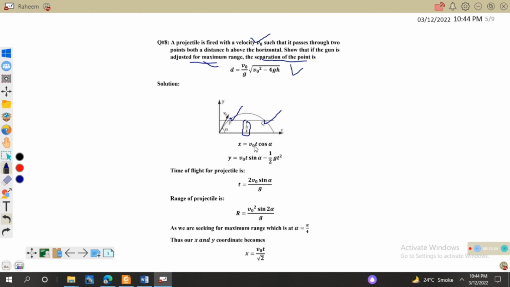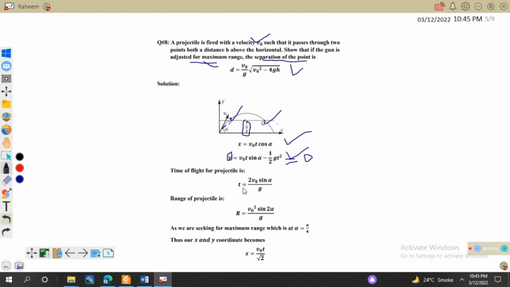The x equation is x is equal to v naught t cos alpha, and the y component is y is equal to v naught t sin alpha minus 1 by 2 g t square. If we solve this equation for the time, this will give us the time of the projectile, which we already know. We don't need to calculate it again. So we put this equation equal to 0, because if we put y equal to 0, this will give us the time of the projectile.